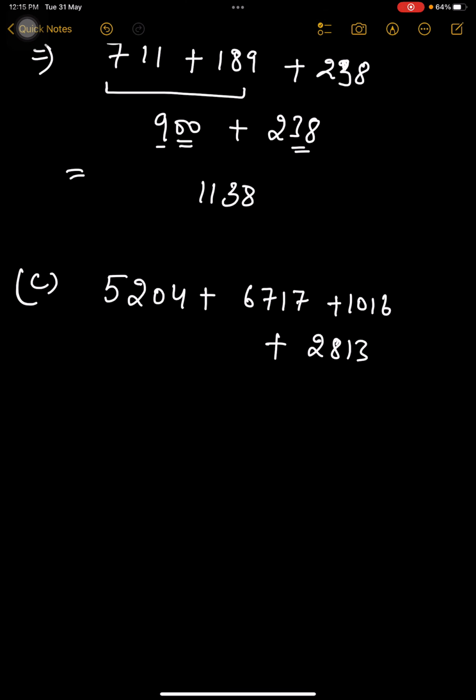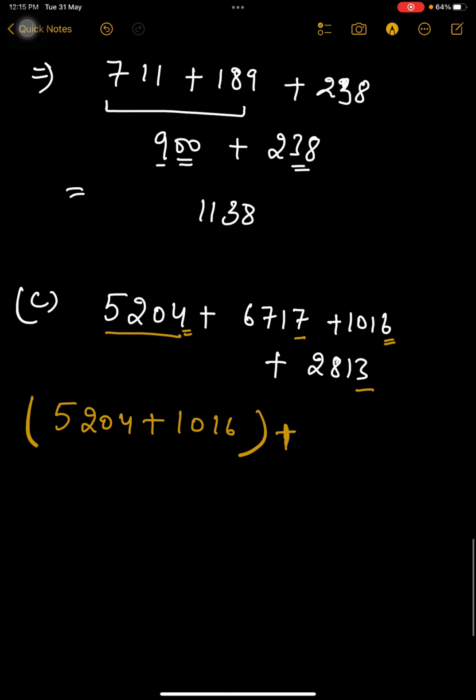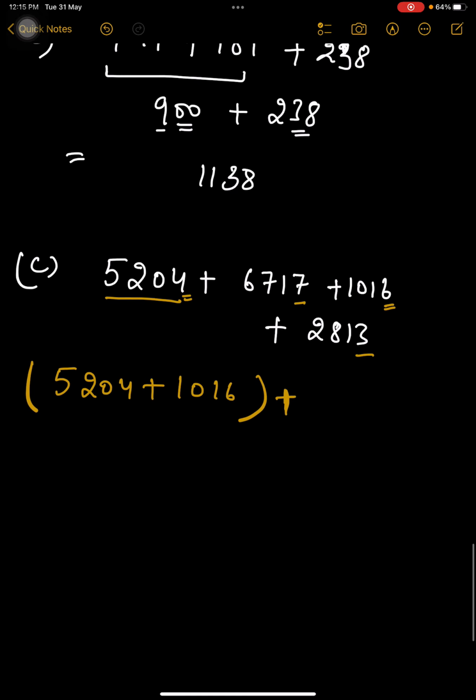Again, look at the unit place digit. First number 5204, at unit place we have 4. So what should be added to the 4 to make it 0? 6. If I add 4 plus 6, it will be 10. So I am taking these two numbers together. Why? Because if I add these two numbers first, I will get 0 at the unit place, right? And the remaining numbers are 7 and 3. If I add 7 with 3, again I will get 0 at the unit place. So this is how we rearrange them.